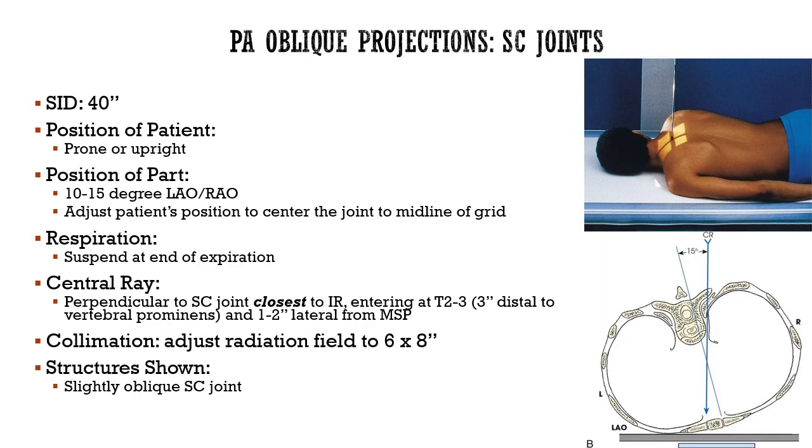On the PA oblique projections of the SC joints, we're going to use the same SID, which is 40, and the patient will still be prone or upright. The difference is we're only going to use a 10 to 15 degree LAO or RAO position. We're going to adjust the patient's body to center the joint to the midline of the grid. We're going to also suspend the same as we did with expiration for the PA projection. And we're looking at the side closest to the image receptor, entering T2, T3. We're going to be 3 inches distal to the vertebral prominence and 1 to 2 inches lateral from the mid-sagittal plane. The collimation, we're going to adjust the field to a 6 by 8, and we're going to see a slightly oblique SC joint.